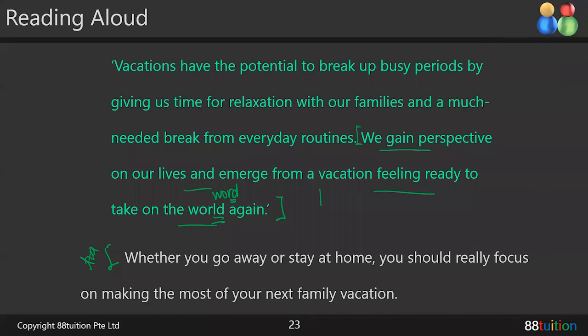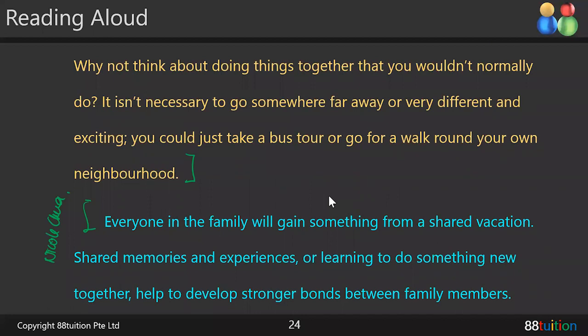Whether you go away or stay at home, you should really focus on making the most of your next family vacation. Why not think about doing things together that you wouldn't normally do? It isn't necessary to go somewhere far away or very different and exciting. You could just take a bus tour or go for a walk around your own neighborhood.